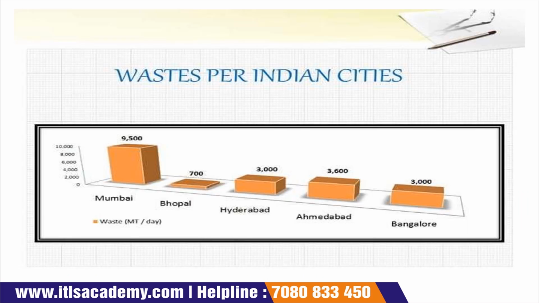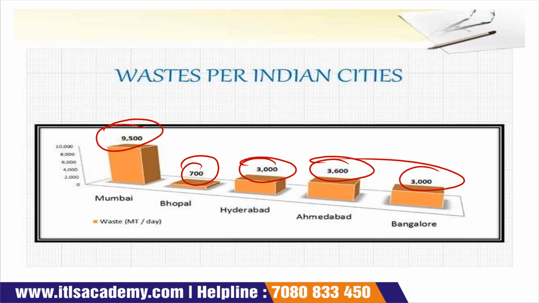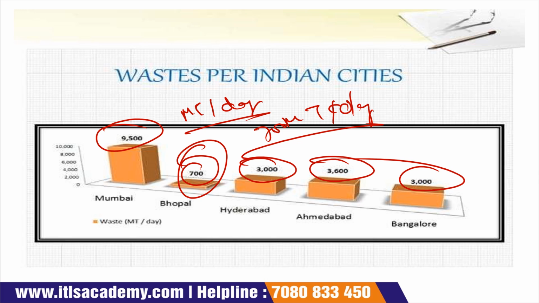Now the next is the wastage per Indian city. You see that Mumbai produces the largest amount of waste, that is 9,500. Then Bhopal is 700, Hyderabad 3,000, Ahmedabad 3,600, and Bangalore is around 3,000. This waste is measured in metric tons per day. Bhopal is producing 700 metric tons per day, which is the lowest among all the cities, and the highest is produced by Mumbai.